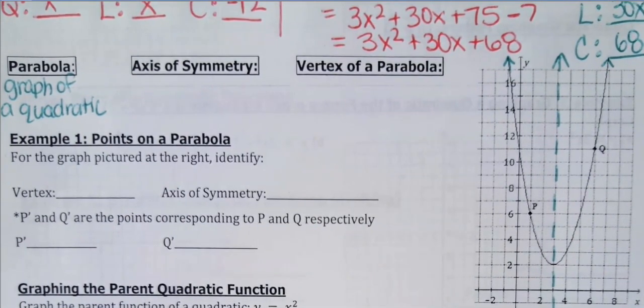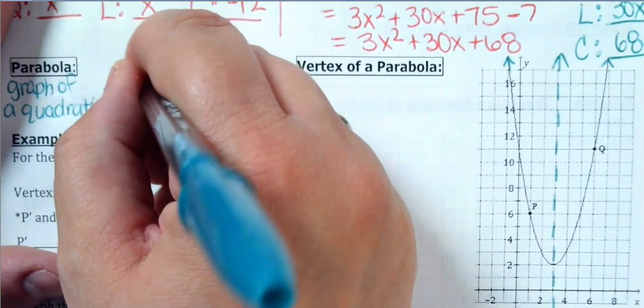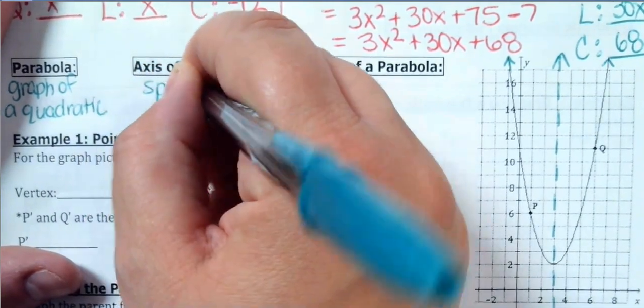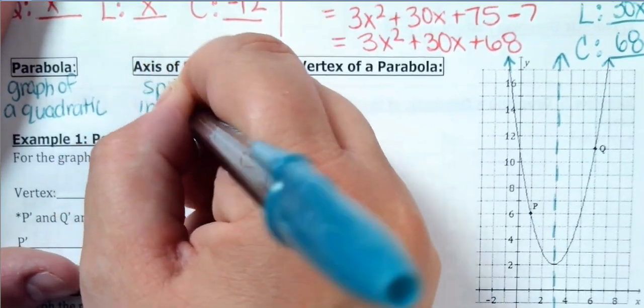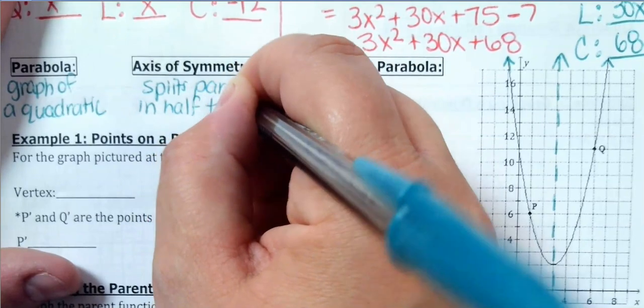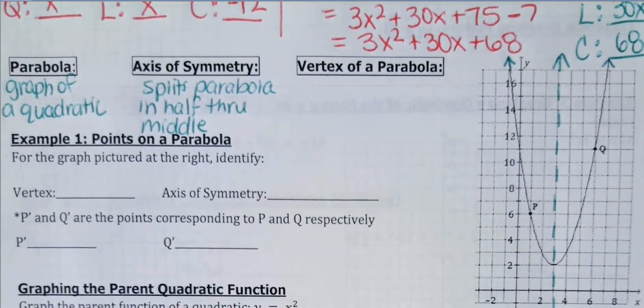It's always a vertical line, and if I were to literally take the graph and fold it in half on that line, the 2 sides would match up. So axis of symmetry, it's a vertical line, and I'm going to just say it splits the parabola in half through the middle. It's always going to be a vertical line because the parabola is always either going to turn up like that graph does, or we might have one that goes upside down, but the axis of symmetry will always be a vertical line that goes through the middle.